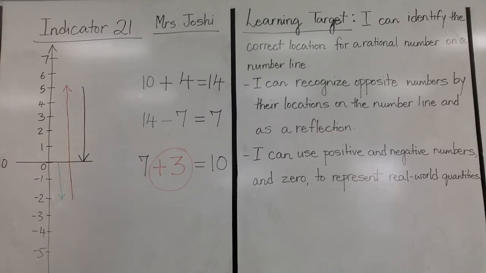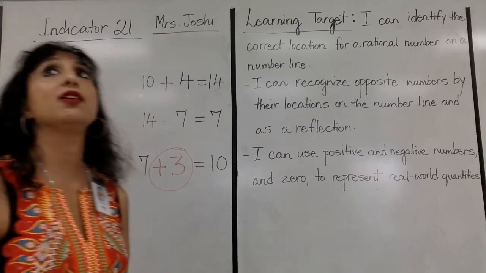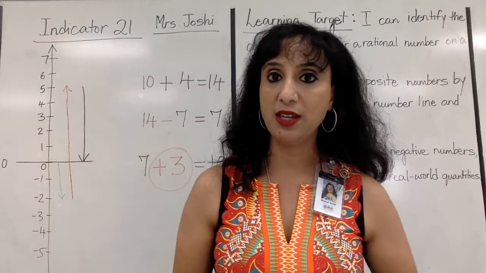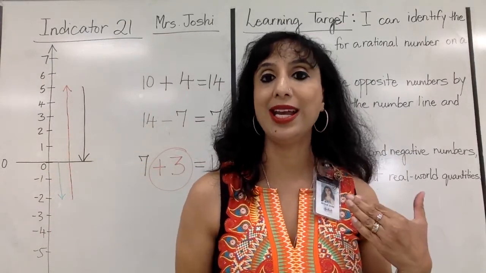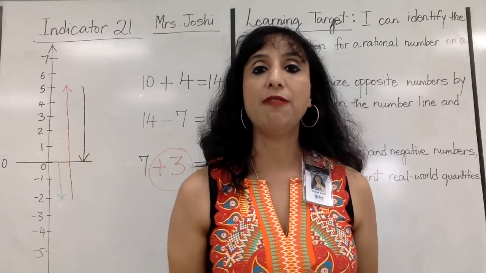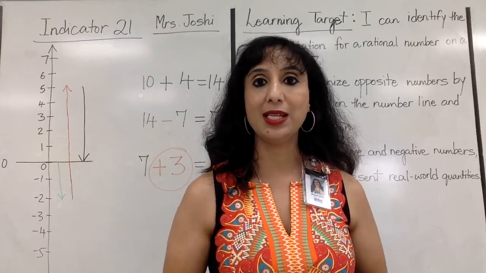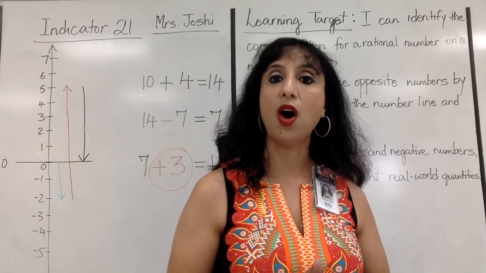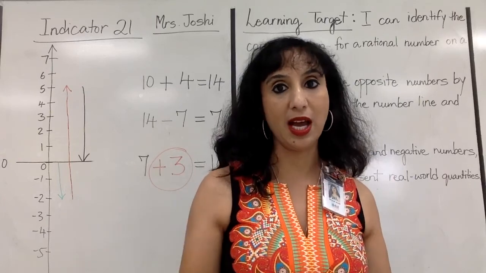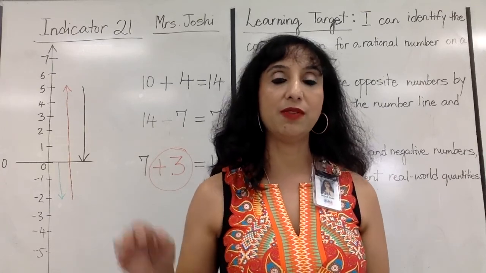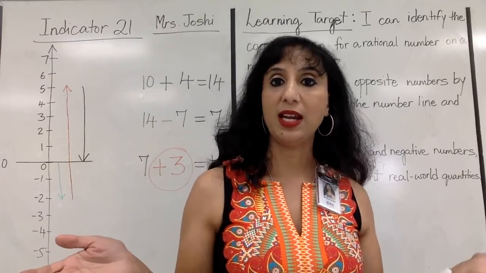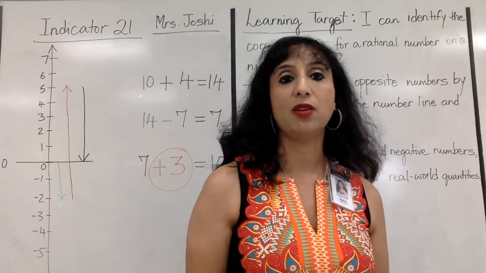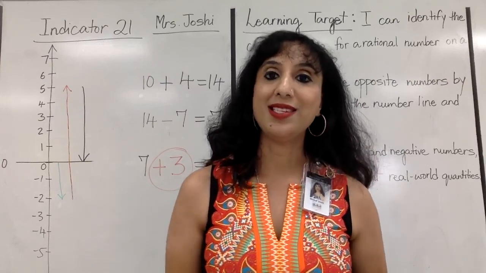Basically this is what your lesson is about, graphing and knowing the vocabulary as to whether it's positive, whether it's negative, what is the opposite of a number. Remember, the opposite is a number which is the same distance from 0 on the number line on the opposite side. So if I say the opposite of 10,000, it would be negative 10,000. All right, so that's what indicator 21 is about.